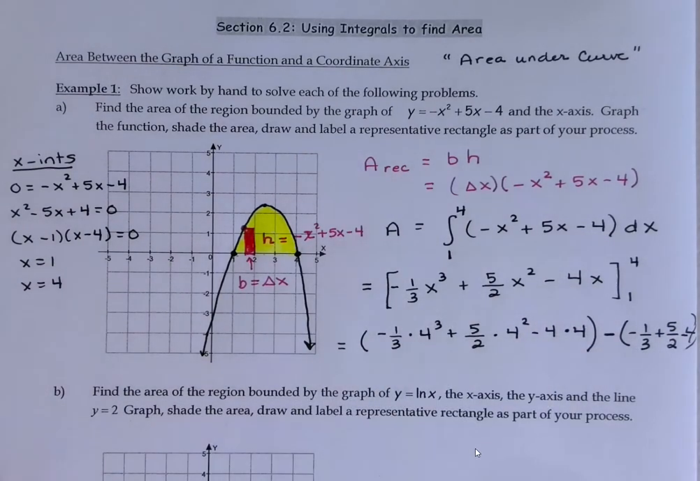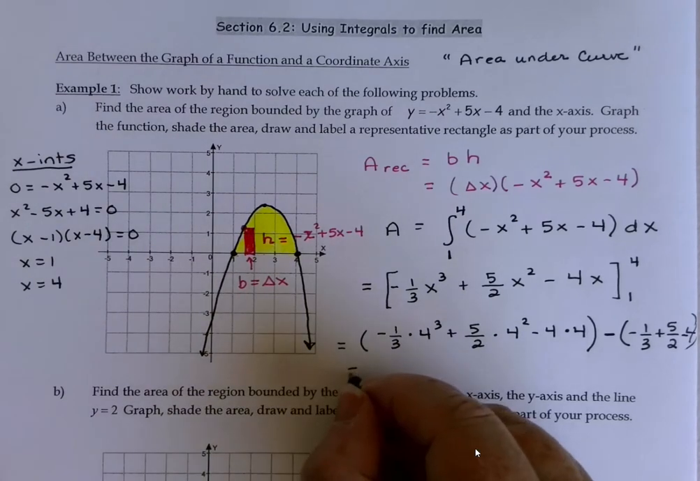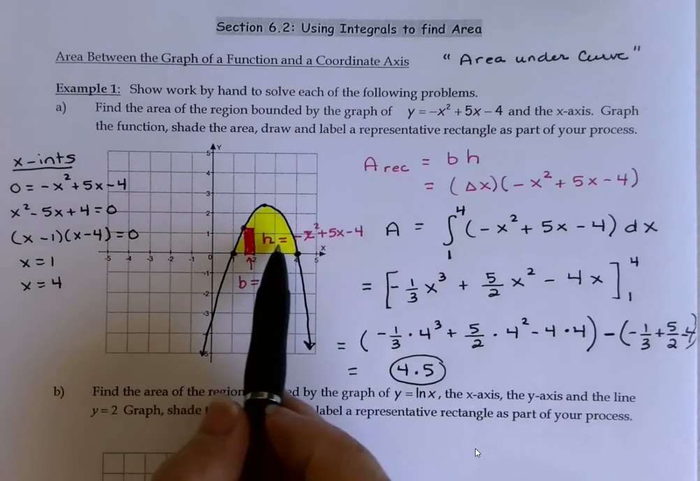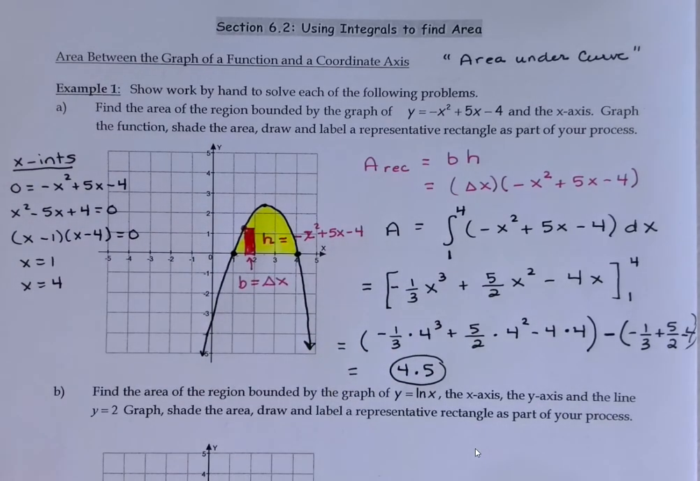And then I just plug that into my calculator, and I got 4.5. So the area here is 4.5.